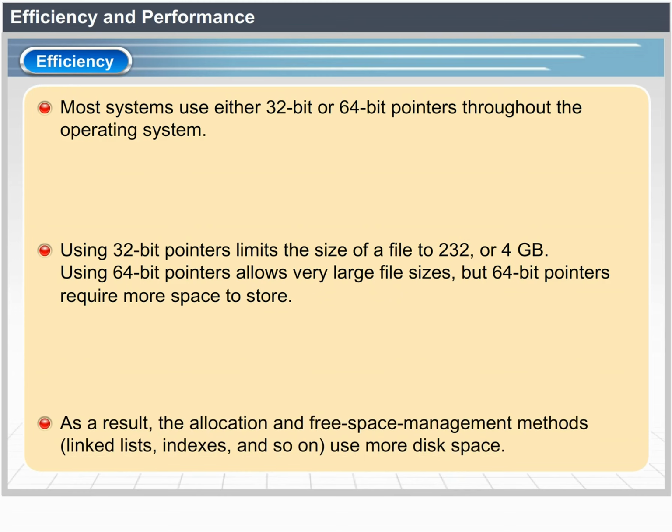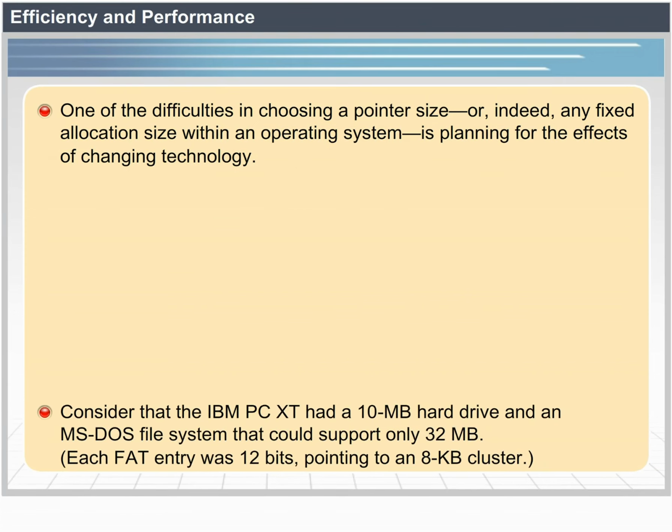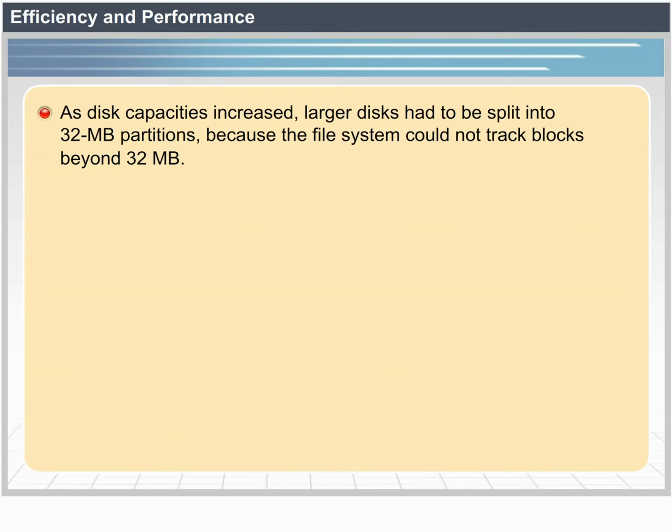One of the difficulties in choosing a pointer size, or indeed any fixed allocation size within an operating system, is planning for the effects of changing technology. Consider that the IBM PC XT had a 10 MB hard drive and an MS-DOS file system that could support only 32 MB. Each FAT entry was 12 bits, pointing to an 8 KB cluster. As disk capacities increased, larger disks had to be split into 32 MB partitions because the file system could not track blocks beyond 32 MB.